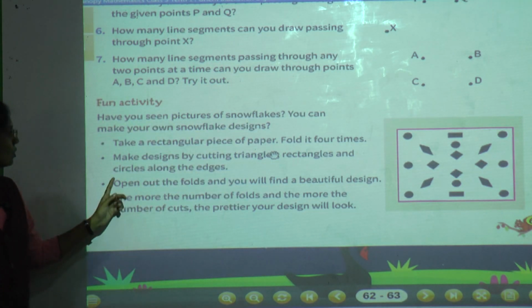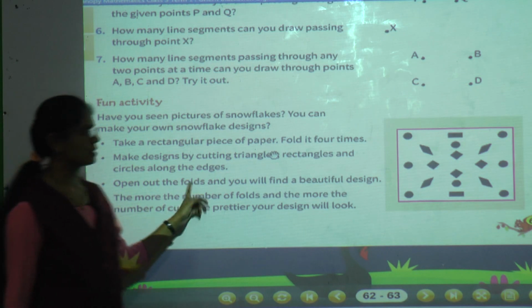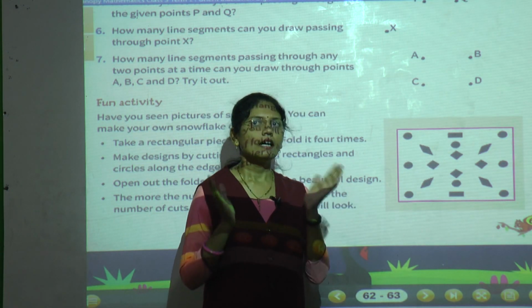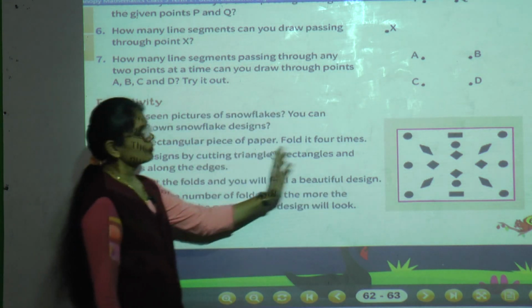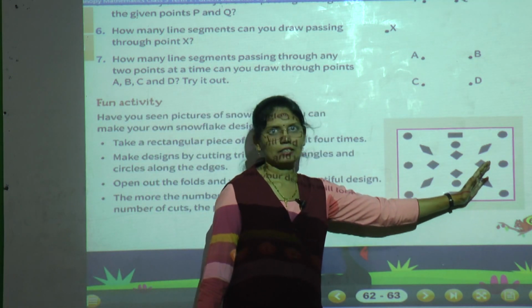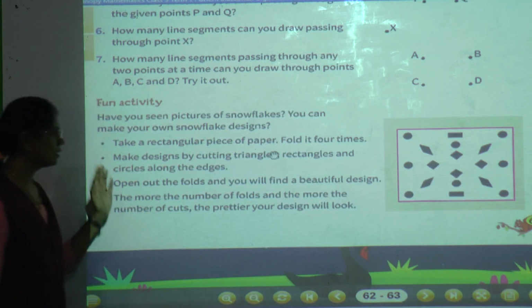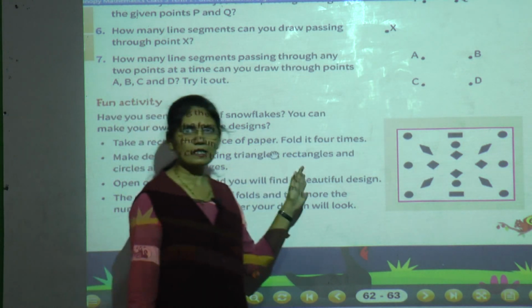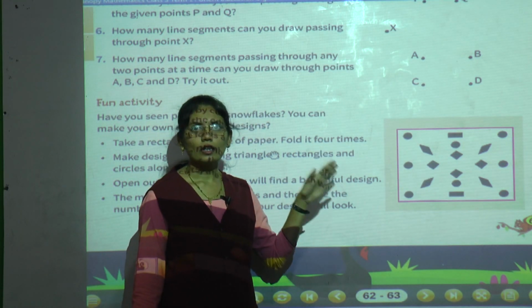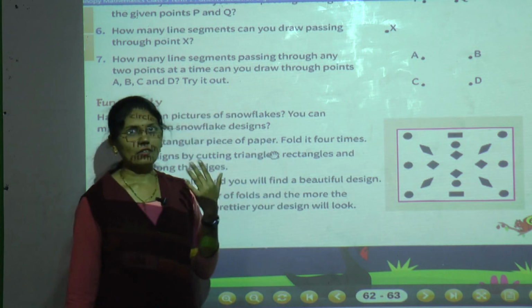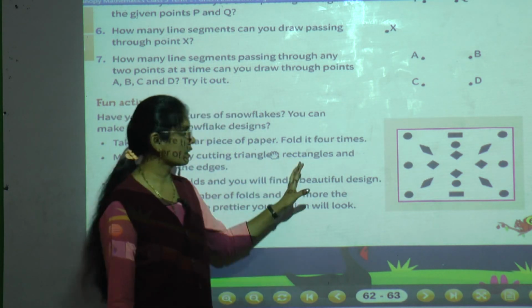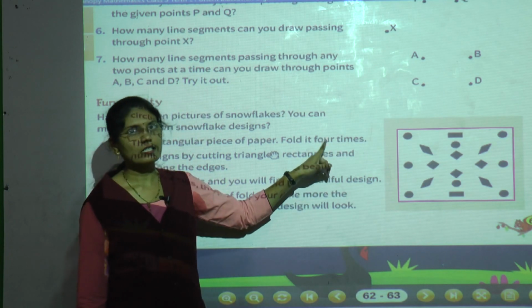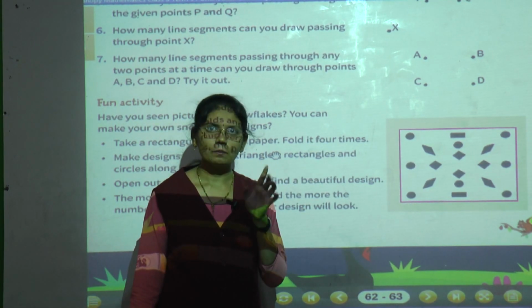Then what you have to do? Open out the folds again. After cutting in different shapes, you have to open that paper and then you will get a snowflake like this. So in this way you have to do this activity at home and paste it in your activity book. In our next Google Meet I am going to check this activity. So you have to do this activity and paste it in your activity book.